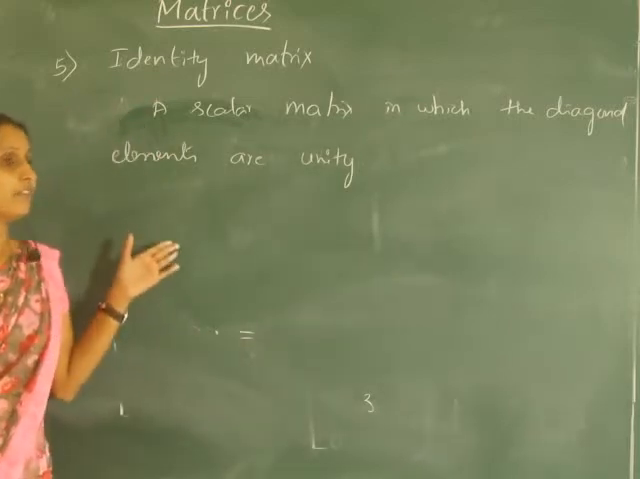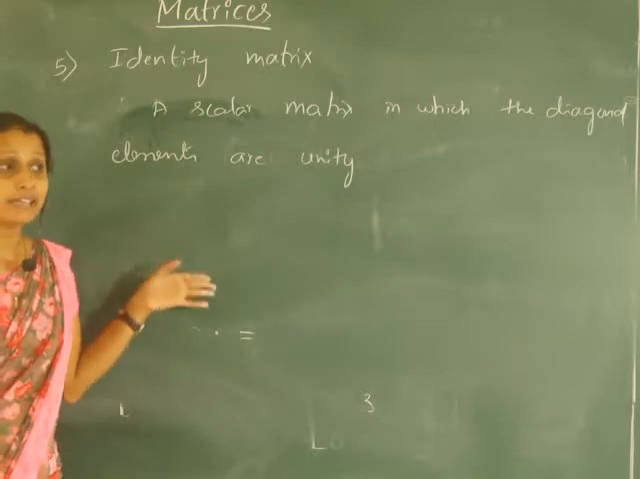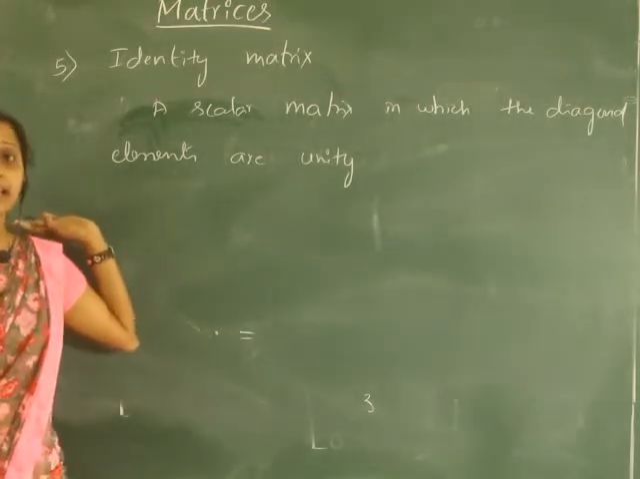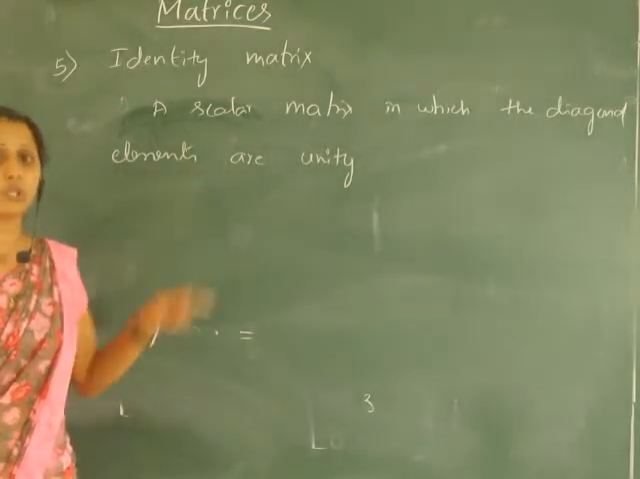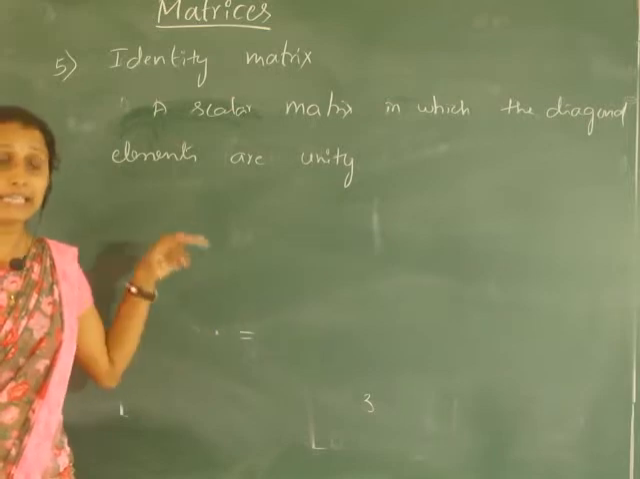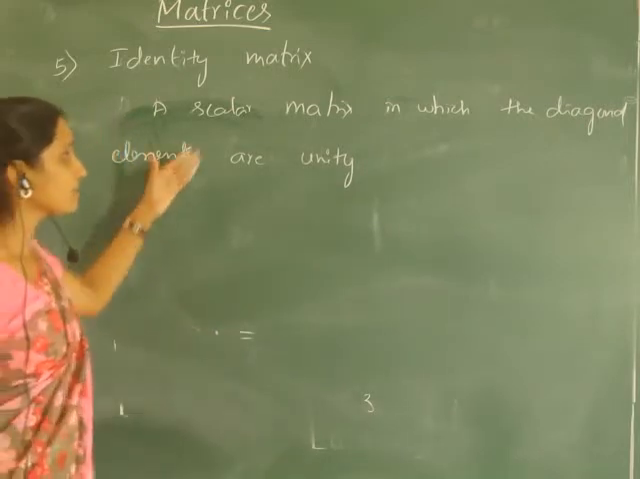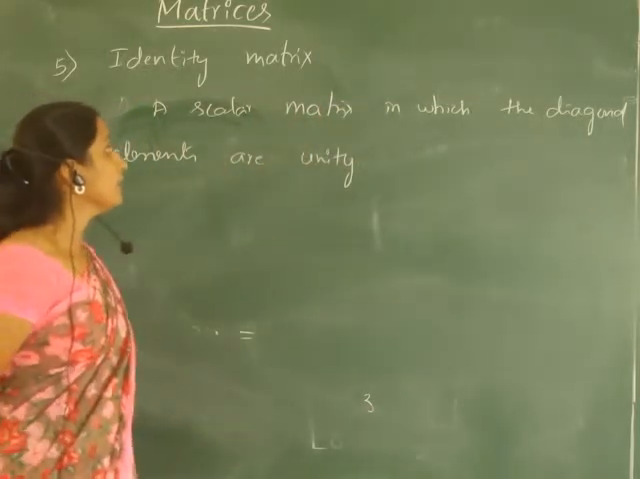Or we can define this in terms of a square matrix also. How can we define it in terms of a square matrix? A square matrix is said to be an identity matrix if the non-diagonal elements are zeros and the diagonal elements are equal, and that is equal to 1. That way we can define it. So a scalar matrix in which the diagonal elements are unity is called an identity matrix.